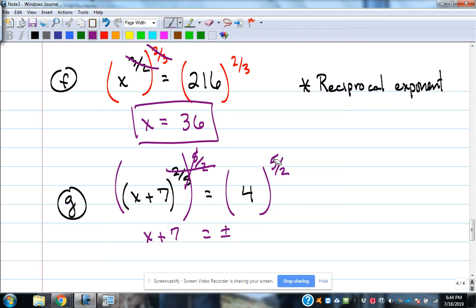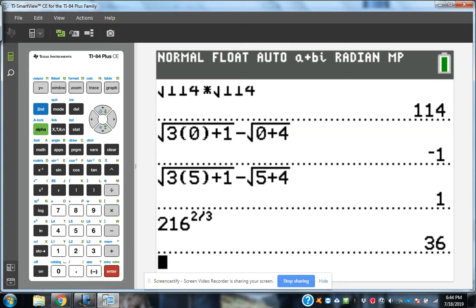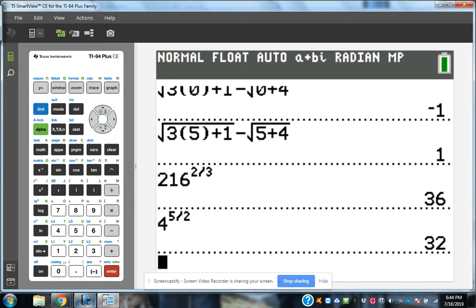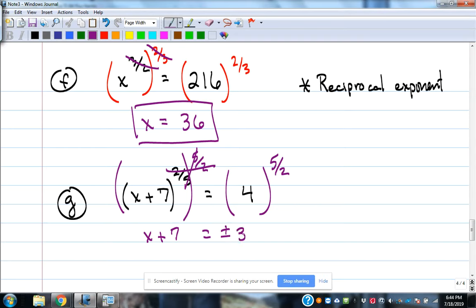We're going to work out that number, 4 to the 5 over 2 power. We need to get a positive and a negative out of that because the denominator is even. On example F, the denominator was odd, so we didn't have to worry about that. On example G, the denominator is even, so that's why we have to worry about it. So plus or minus on that. So we're going to work that out. 4 raised to the 5 over 2. Plus or minus 32.